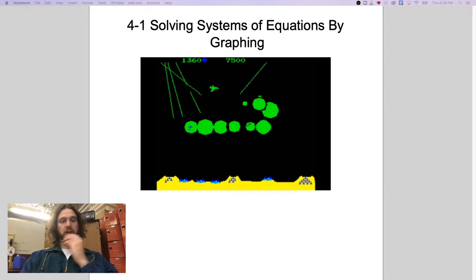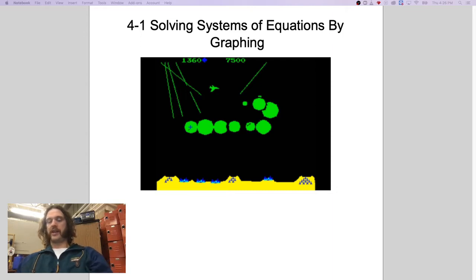Today we're going to start our unit on solving systems of equations. In this unit, you're going to be learning three methods for solving systems of equations, and today is the first method. But first, I want to go over what this game is, what it had to do with the time period in which it was produced, and how that pertains to solving a system of equations.